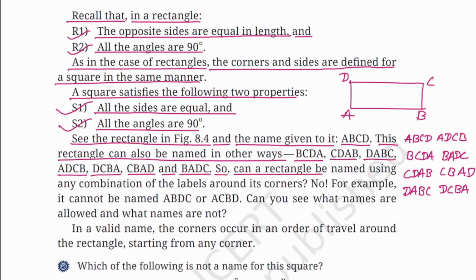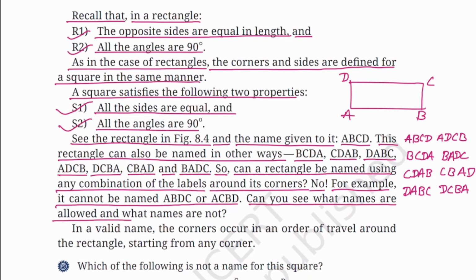So, can a rectangle be named using any combination of the labels around its corners? No. For example, it cannot be named ABDC or ACBD. Can you see what names are allowed and what names are not? In a valid name, the corners occur in order of travel around the rectangle, starting from any corner.